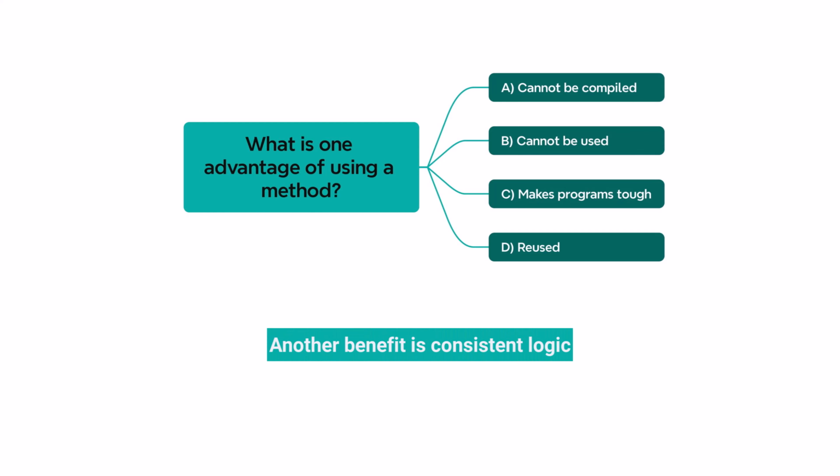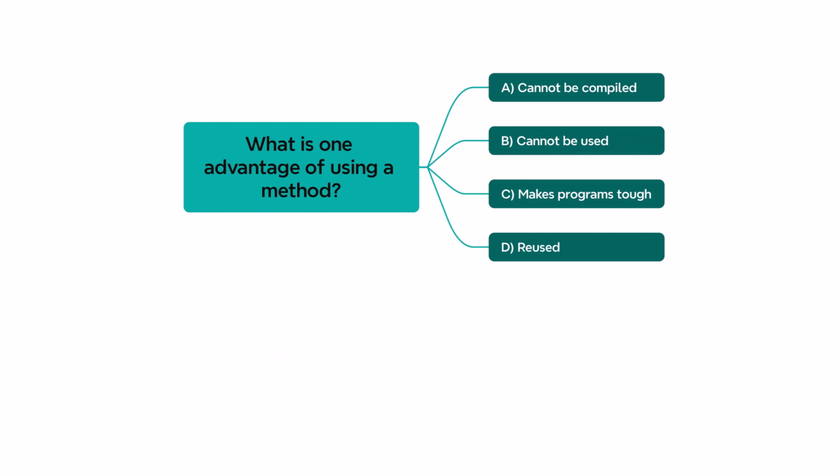Another benefit is consistent logic. If a bug is found and corrected within a method, all parts of the application using that method benefit from the fix. This aligns perfectly with the DRY principle, which stands for don't repeat yourself, emphasizing the importance of reducing repetition in code.